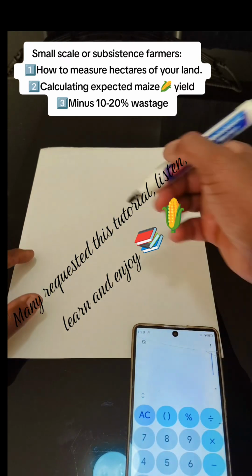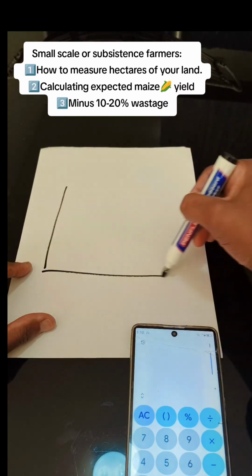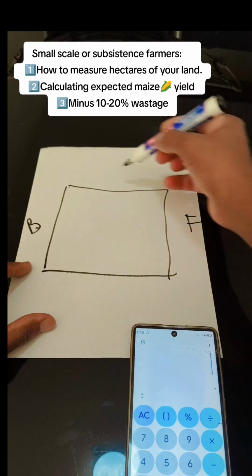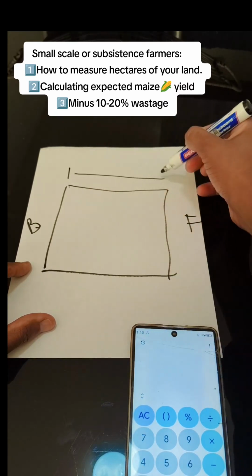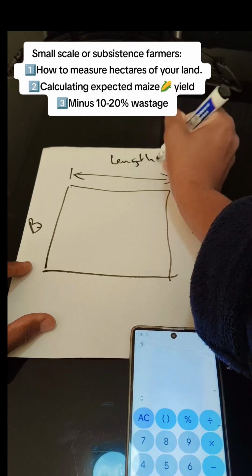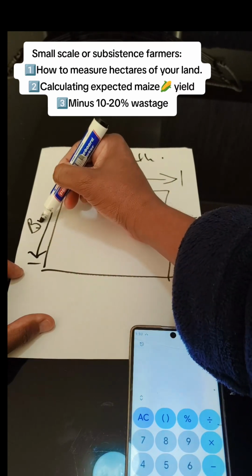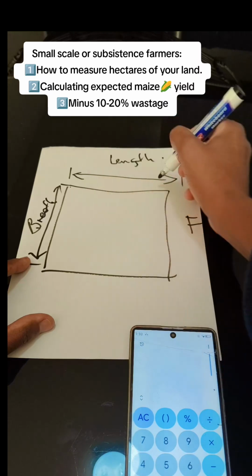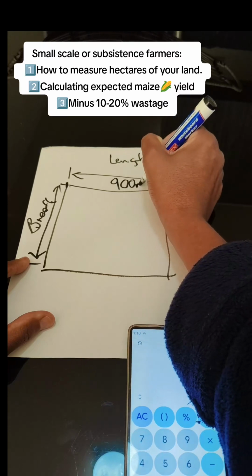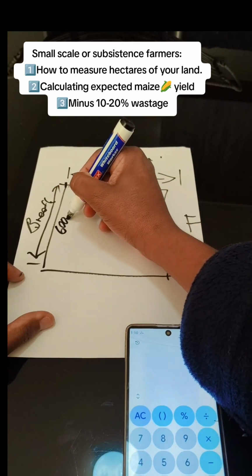Let's do it quickly. When you calculate the size of the hectares in your farm, let's say this is your farm, that is the front side, that is the back side. From there to there, that is your length. And from this side to that side, that is your breadth. So let's say you calculate using a measuring wheel. You've got about 900 meters length from the back to the front, and on the side you've got about 600 meters.